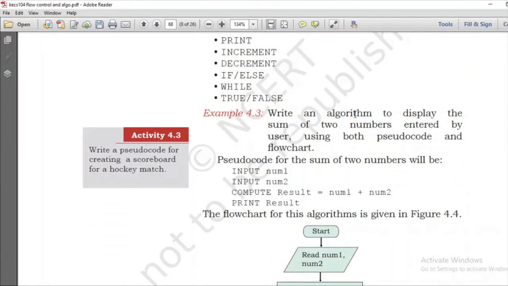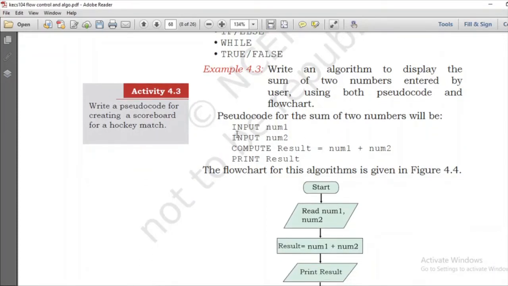Write an algorithm to display the sum of two numbers entered, using both pseudocode and flowchart. So first we have used pseudocode. We have taken input num1, input num2. If I have given input 4 and 10, compute result 4 plus 10 is 14, print result. Now 4 plus 10 has been stored in which variable, result, and then you are printing the variable result.